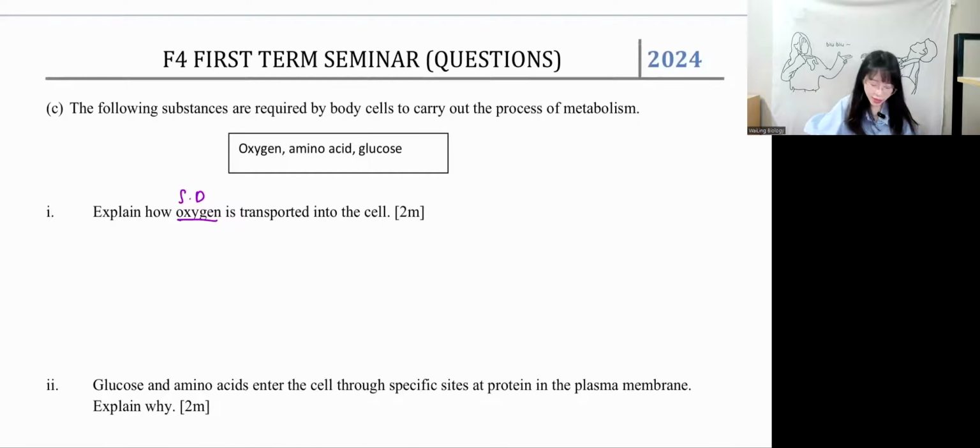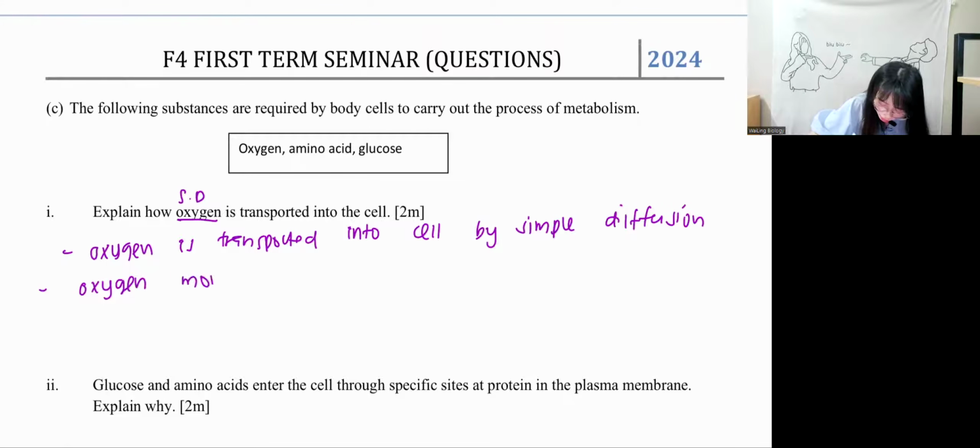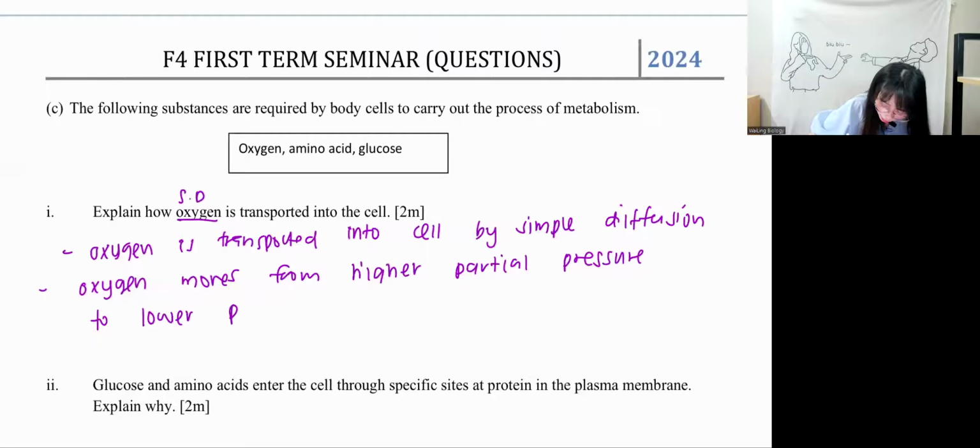So to write your answer, first you're going to say oxygen is transported into the cell by simple diffusion. So you're going to say oxygen moves from higher partial pressure to lower partial pressure.